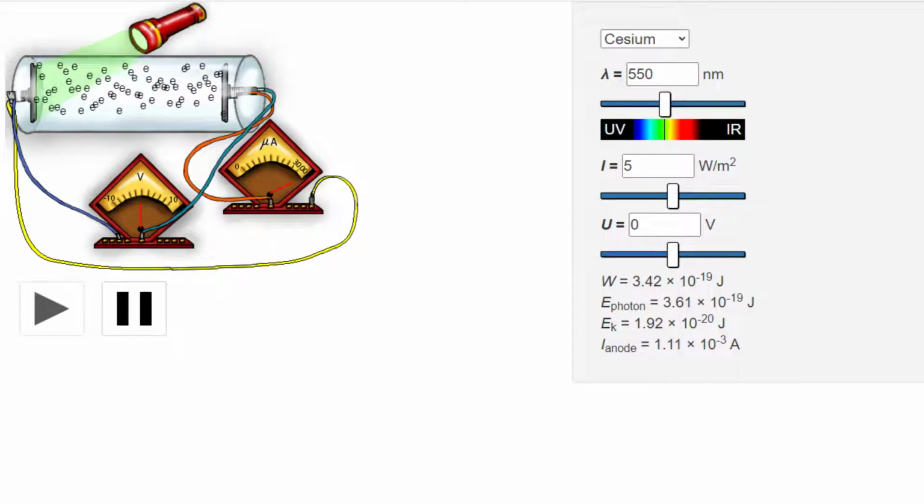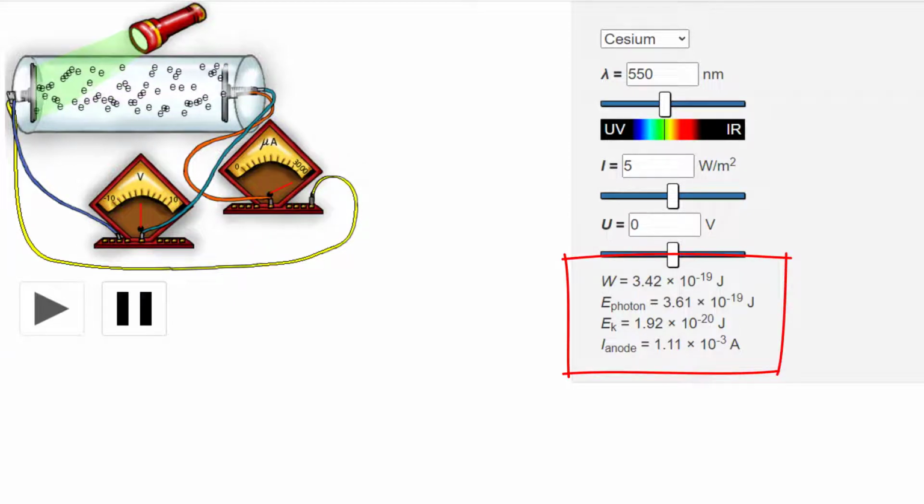Now on the data we can see first of all at the top the metal is cesium, the wavelength of the incident light is 550 nanometers, and the irradiance, which is very important, so we want to keep that constant, is 5 watts per meter squared. That means that the amount of light on that metal plate amounts to 5 joules per second every meter squared of that metal plate. I'm going to keep that constant. As I said before, the potential difference across the metal plates is 0, no battery, and the 4 figures below give us indication of the main parts of the data.